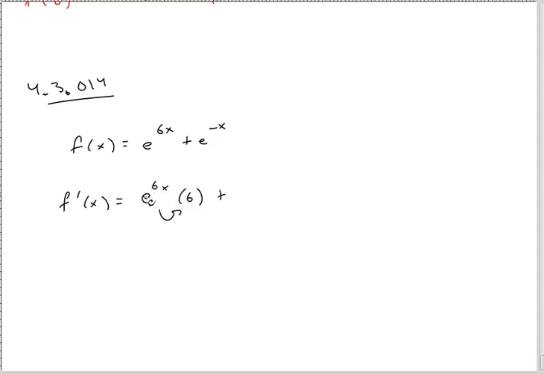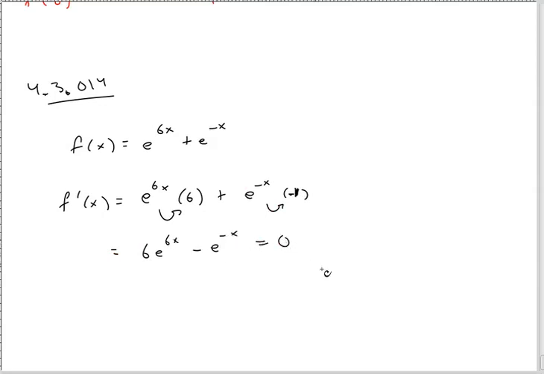Oh, there's a complicated inside. So there we go. And the same thing with this guy. You leave the inside alone. Oh, no. Chain rule. There you go. Okay. And so what we got for my derivative is 6e to the 6x minus e to the negative x.